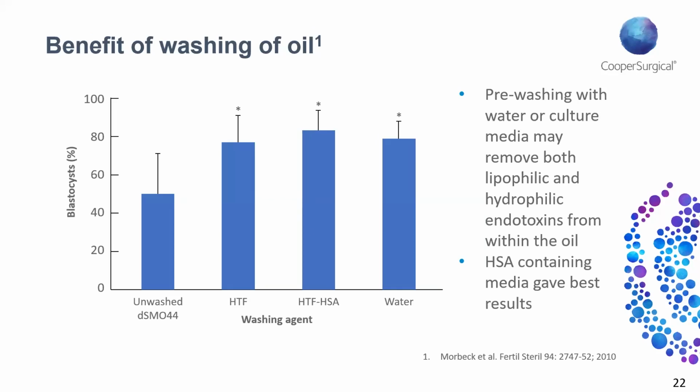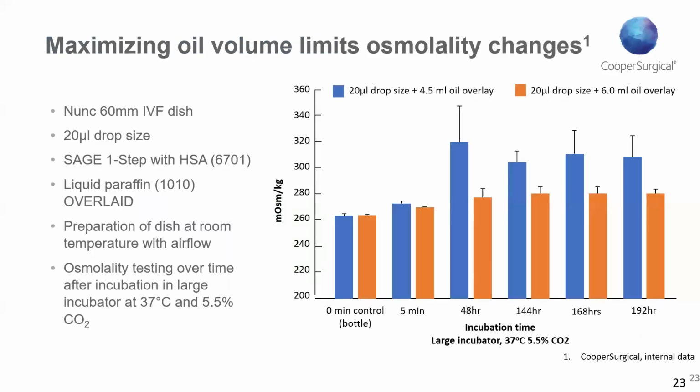So we're going to look at a more realistic setup now in the next slide. So this is some internal data, and these are more likely the scenario that you might find in your lab. So 20 microliter drops, and in the blue bars, 4.5 milliliters of oil, and in the orange bars, 6 mils of oil. And you can see these are in a normal dish that we might use with a single step media using paraffin overlay, and the dishes were prepared at room temperature with the airflow on, and osmolality was tested after the time frames that you can see on the graph.